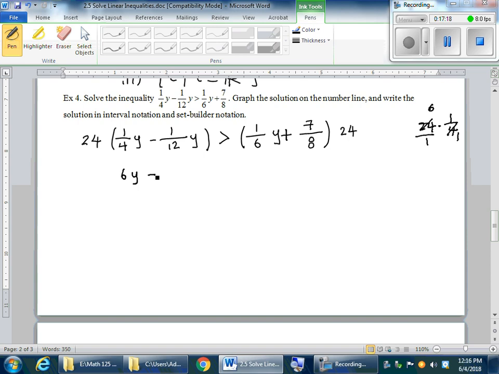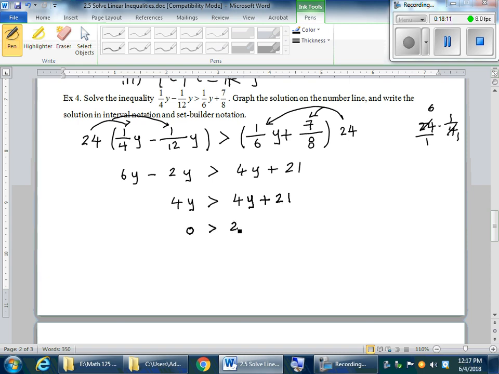Minus 24 times 1/12. 12 goes into 24 two times, so it will be 2y is greater than. Now we're distributing this: 24 times 1/6, 6 goes into 24 four times, so it would be 4y, plus 8 goes into 24 three times, 3 times 7 is 21. Now continue simplifying. On the left hand side, 6y minus 2y is 4y is greater than 4y plus 21. Subtracting 4y from both sides, that becomes 0 is greater than 21.